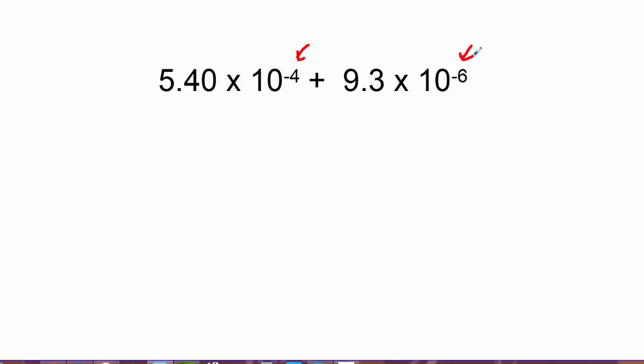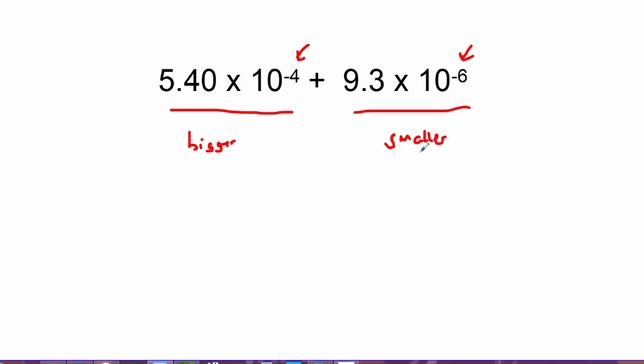Looking at these numbers for a minute, if you think about the powers of 10, this first number here, 5.4 times 10 to the negative 4, has a smaller negative exponent than the second term over here. Negative 4 is a smaller negative exponent than negative 6. What that means is that this first number is actually a bigger number as compared to the second value. So this second value is actually a smaller number. Okay, the bigger the negative exponent, the smaller that number is.